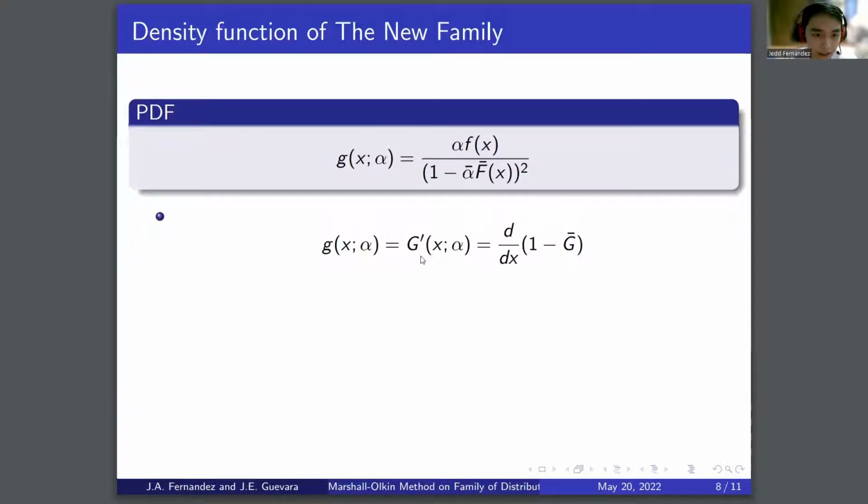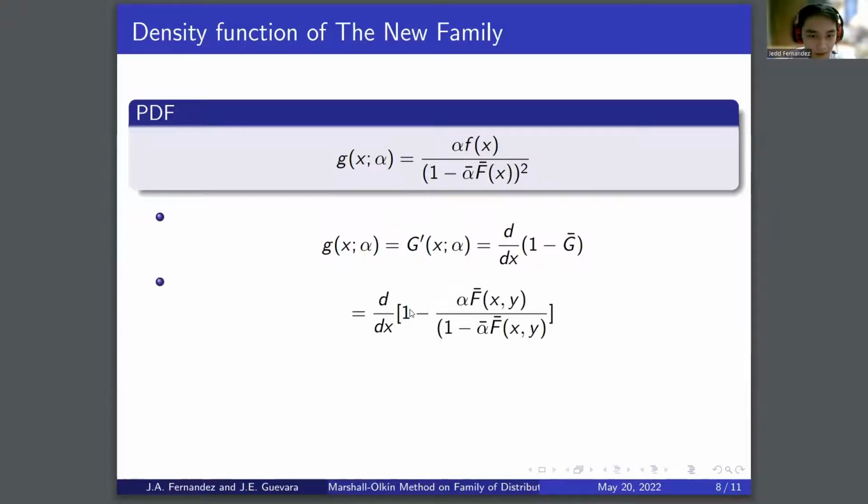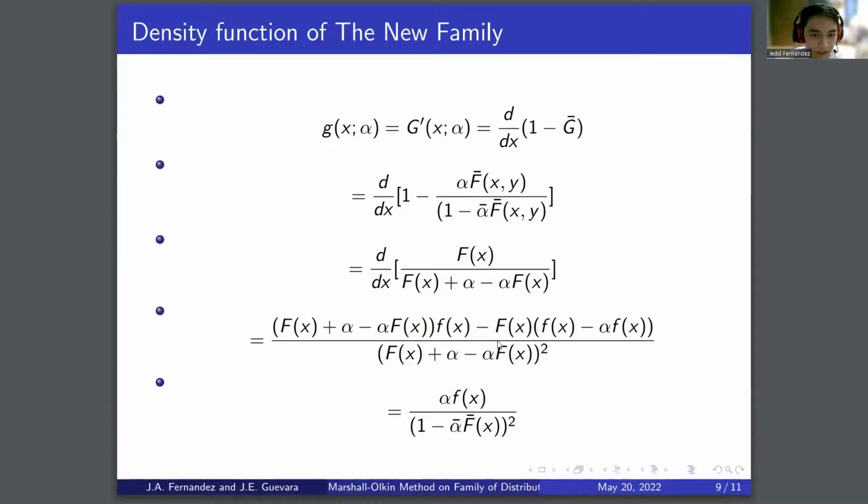First, we note that the PDF is the derivative of the CDF, and the CDF is 1 minus the survival function. Next, from the Marshall-Olkin method, we substitute capital G bar. Then, we substitute alpha bar with 1 minus alpha and F bar with 1 minus F, and we combine the two fractions. Terms will cancel out and we'll be left with this equation.